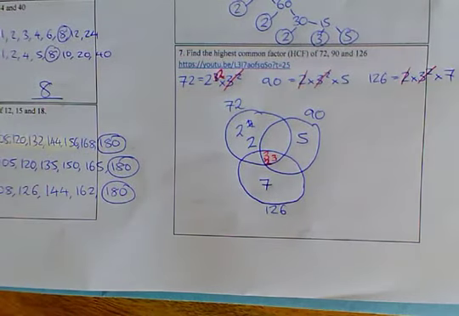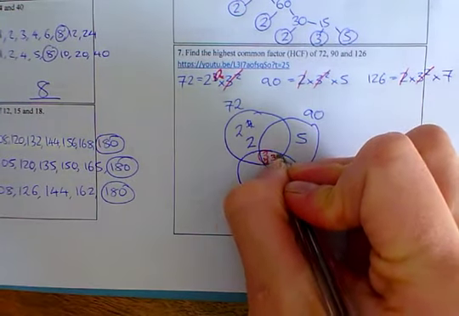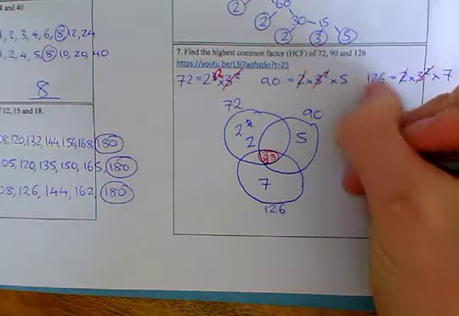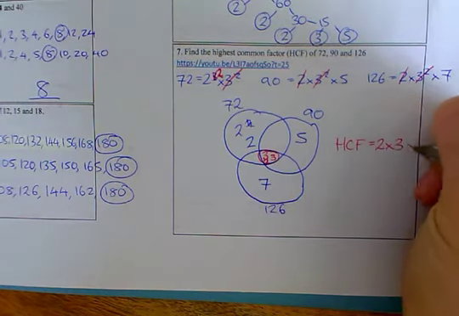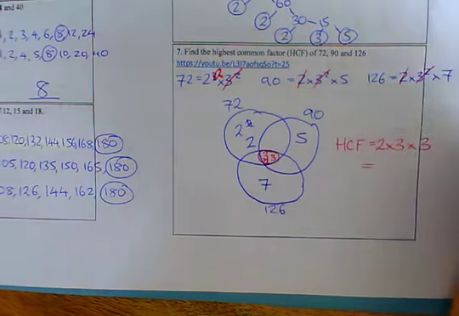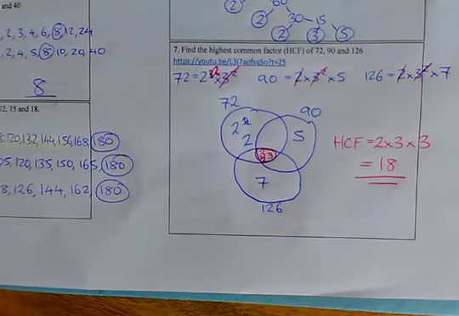Now your highest common factor is all of the values which are common to each of them multiplied together. So your highest common factor is going to be equal to 2 times 3 times 3, which is equal to 18. And that would be your final answer.